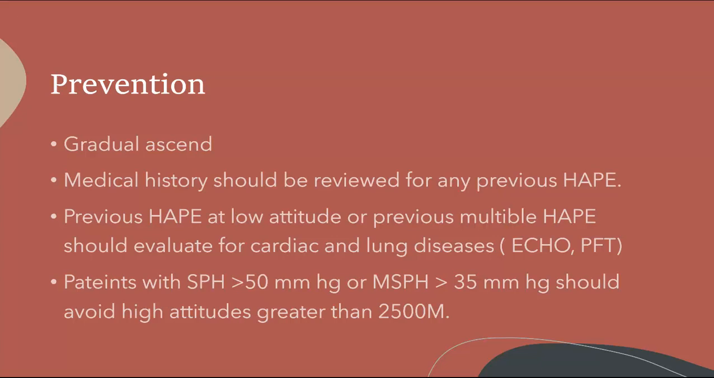Prevention: we have to educate them to do a gradual ascent, and it's very important to take a detailed medical history. If the patient has had previous high altitude pulmonary edema at low altitude or has had multiple episodes, you have to look for underlying causes, pulmonary or cardiovascular, like COPD or cardiac shunt. So basically you have to do an echo and PFT. Patients who already have systolic pulmonary hypertension of more than 50, or a mean of more than 35, should not go to high altitudes greater than 2,500 meters.